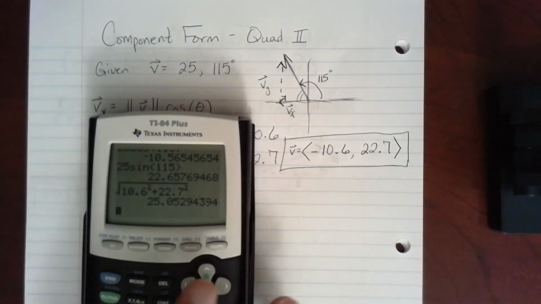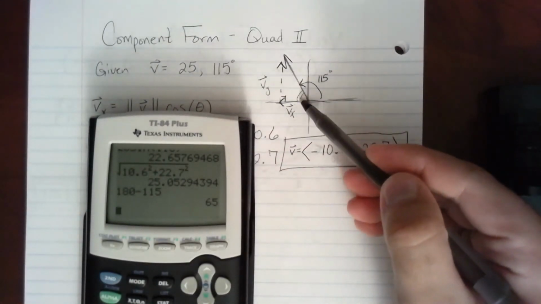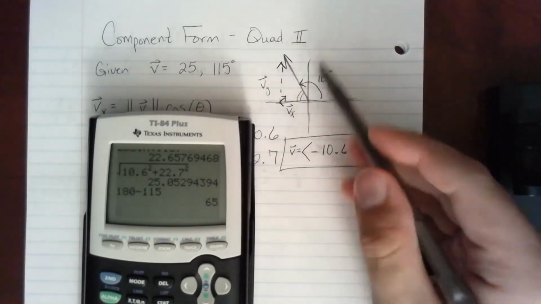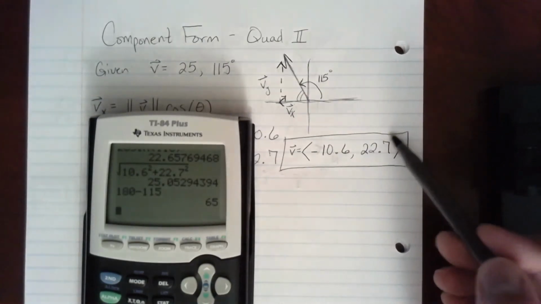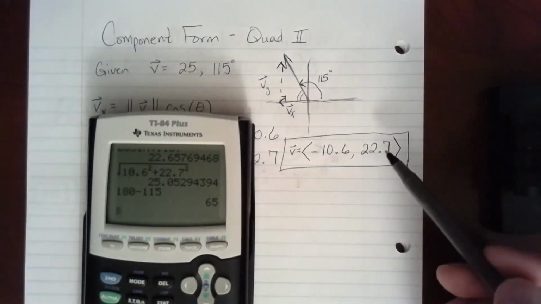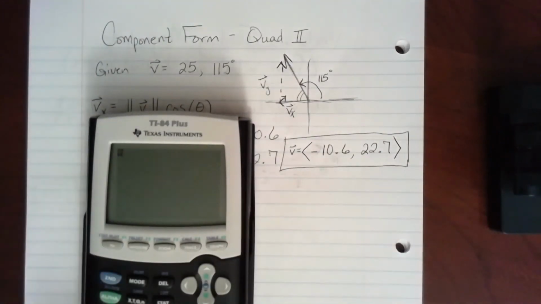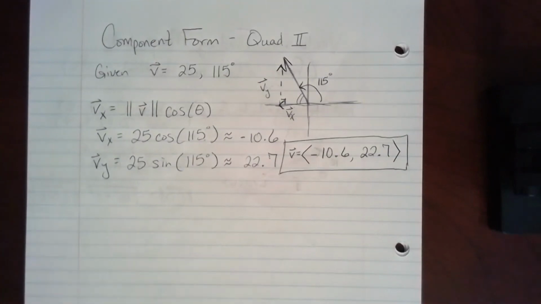And then we could try and figure out a few other things. So let's see, 180 minus 115, we mentioned this earlier. We see that this is our 65 degree angle in here. That would mean that Vy should be decently bigger than Vx in terms of general magnitude. And we see that 22.7 is, in terms of magnitude, bigger than 10.6. So everything seems to be checking out really well here. I feel really confident in this answer, and there you have it.